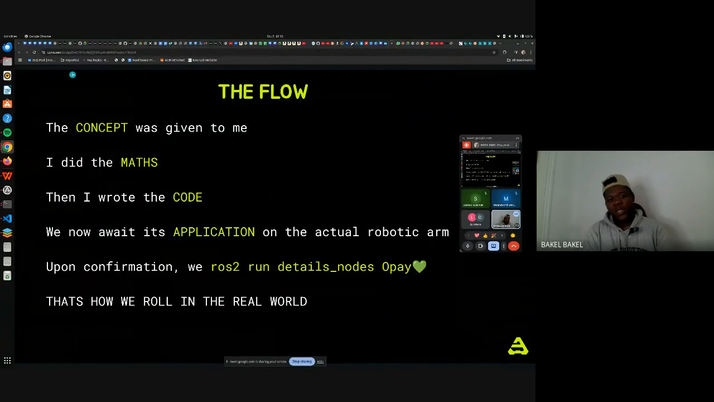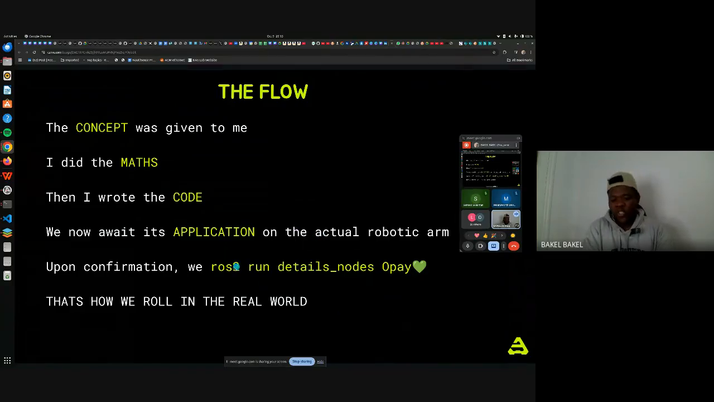Okay, basically the concept was given to me. I didn't think of the whole brain to robot arm thing. It's a thing actually. It's very frontier stuff, but you can't do everything. I've never really bothered myself about that. I had to learn it on the spot. Now I did the maths clearly, then I wrote the code, and now I'm waiting for the application because they need to put it on the actual robotic arm and all of that.